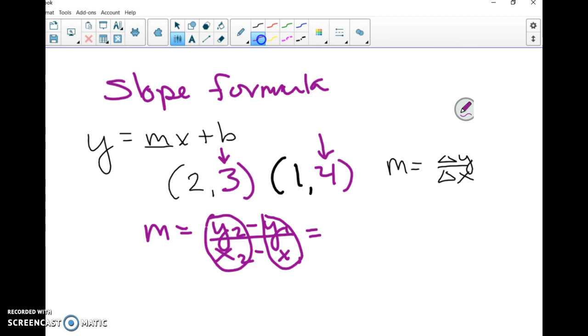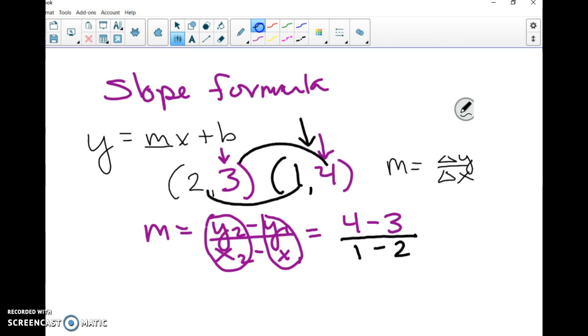It doesn't matter which one's y1 or y2, but as soon as I say 4 minus 3, I must do the related points. So if I put 4 first, that comes from this point. 1 needs to be my first x value in the denominator. So 4 minus 3 over 1 minus 2. Calculating that, we get 1 over negative 1. Our slope for these 2 points is negative 1.